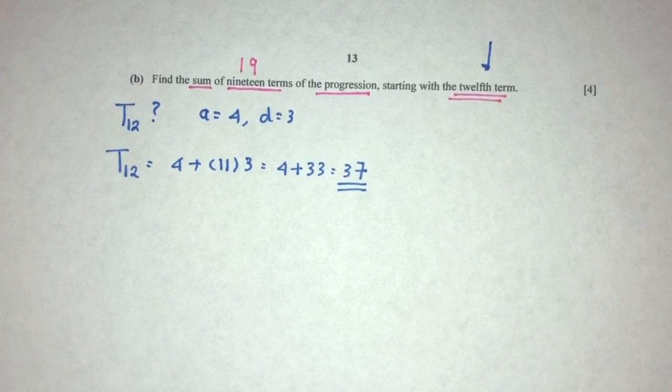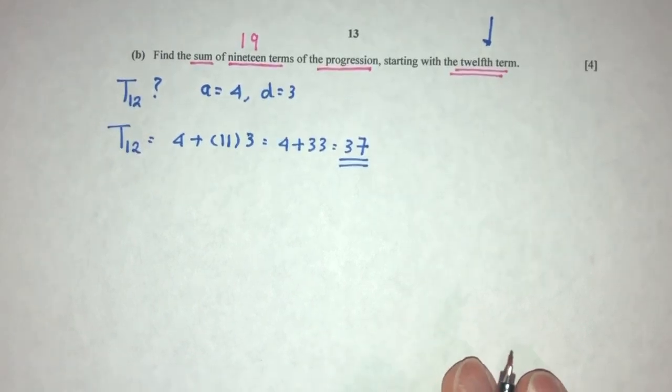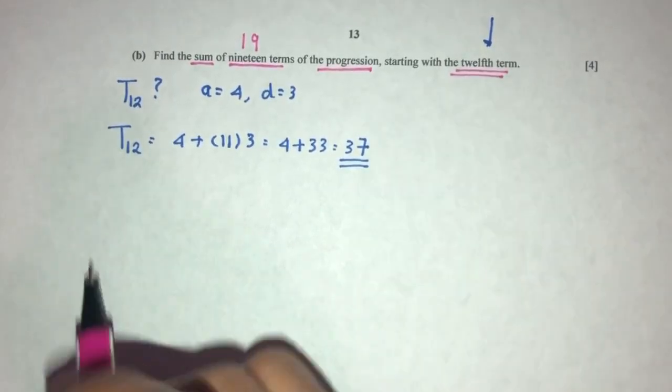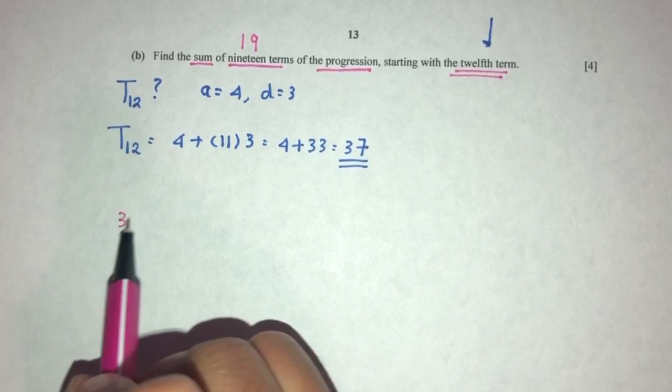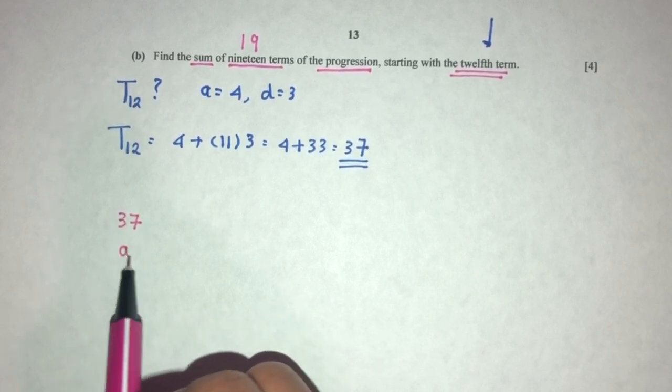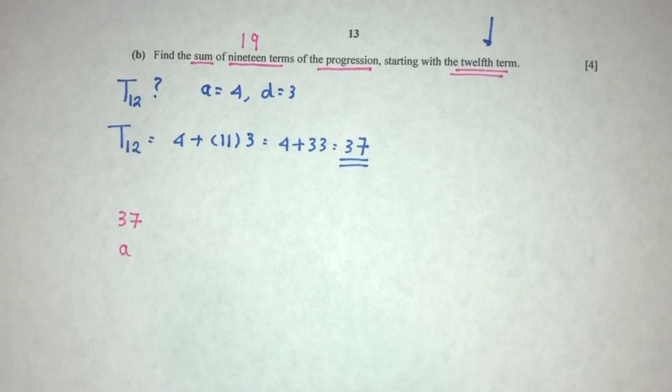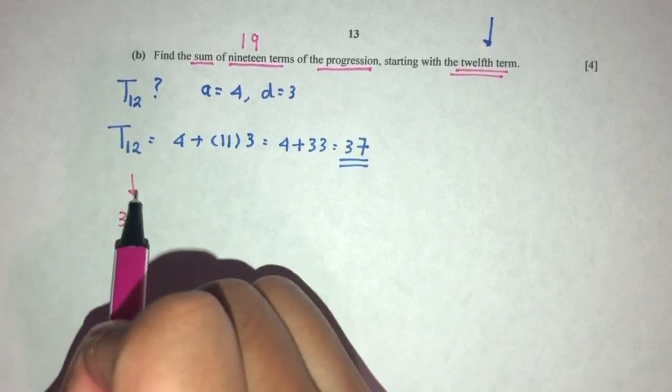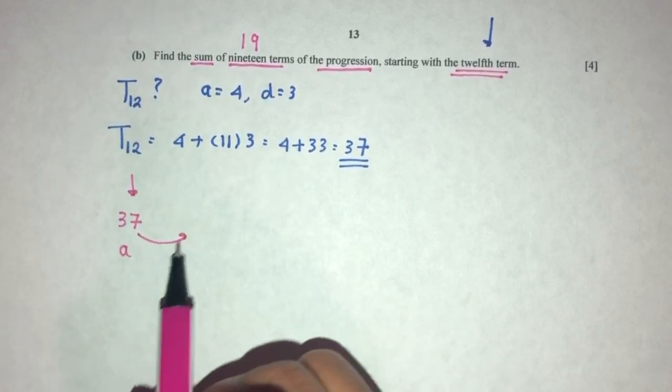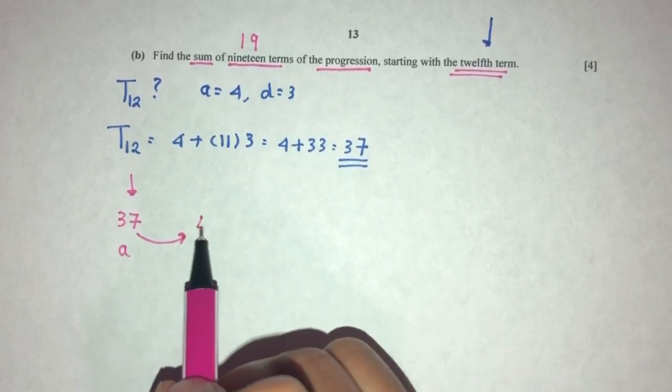Okay, this is the value of the 12th term. Now, starting from the 12th term, this is my first term now. If I'm starting from this, I understand this is my first term. Next one will be plus d, plus 3, that should become 40.